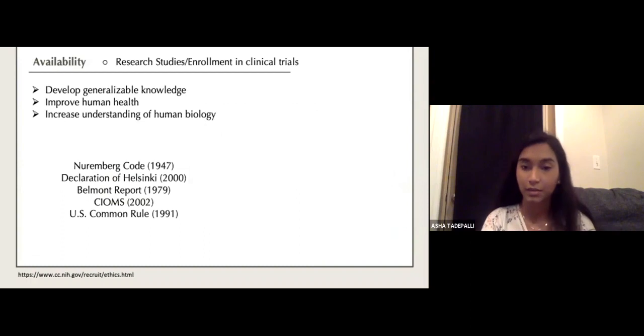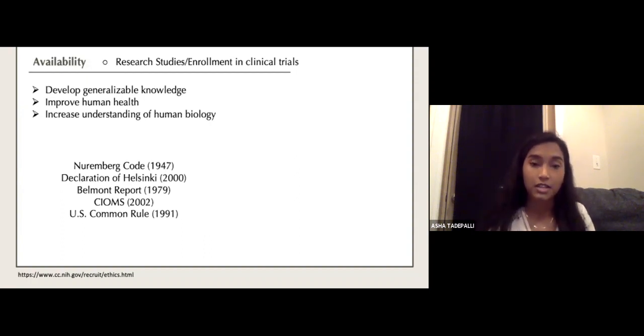In light of the history, there's been a lot of protections, like Dr. Harewood had mentioned, that are put into place. And the goal of clinical research now is to develop generalizable knowledge, improve human health, and increase understanding of human biology. It's important to consider ethical guidelines set in place to protect your patient, and these were implemented to correct the wrongs of prior human research endeavors.